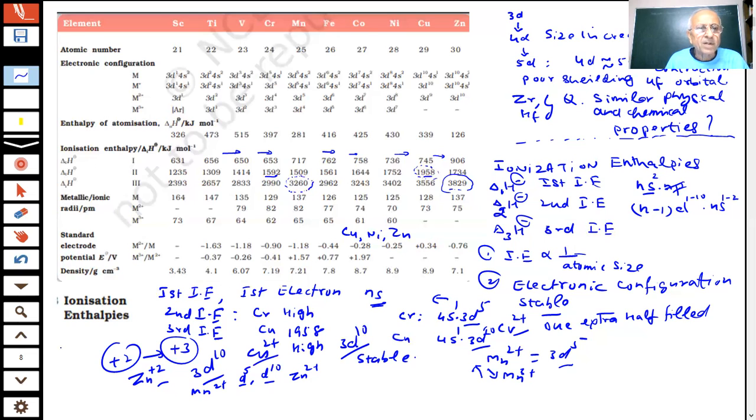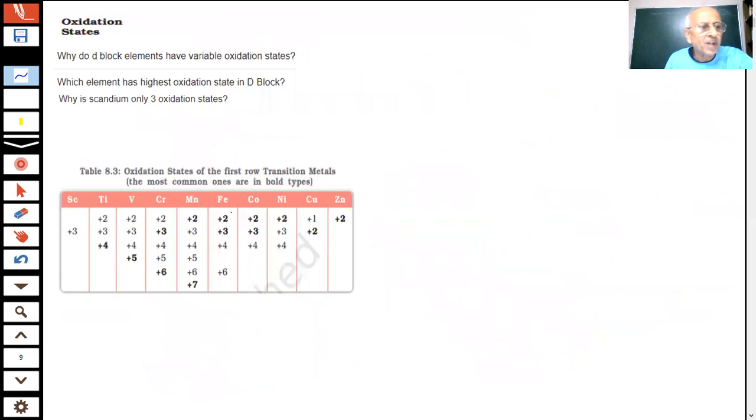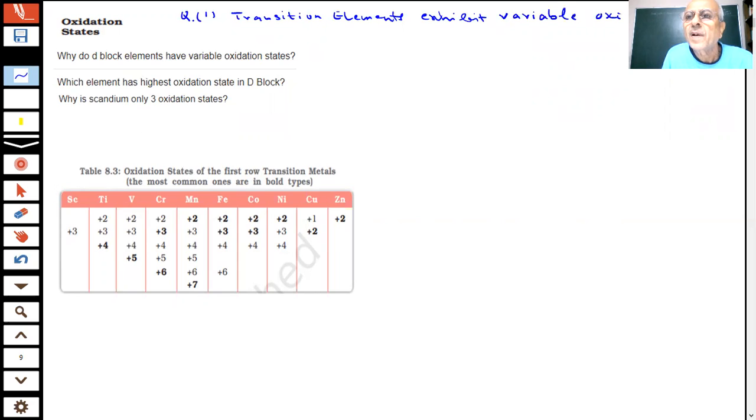All right. Now we are coming to the more important property, student. Now this is something very important. The oxidation states we have always been discussing. The first question itself is that transition elements exhibit variable oxidation states. Why? This question has been asked. Exhibit variable oxidation states. Why?